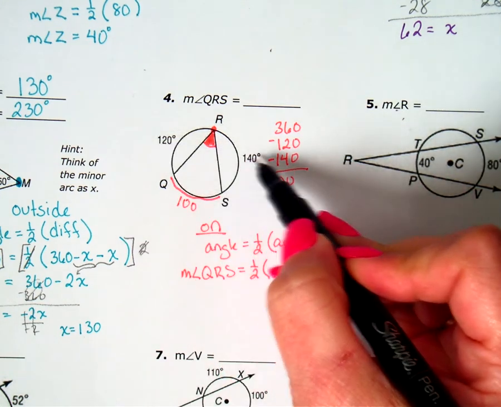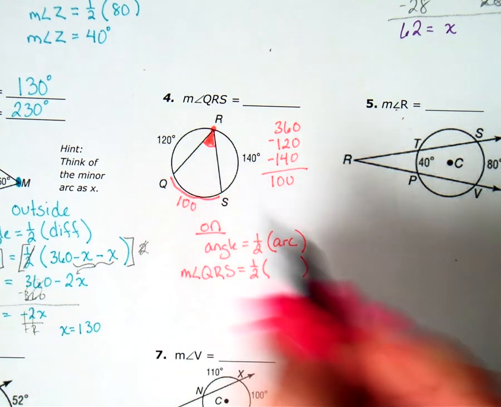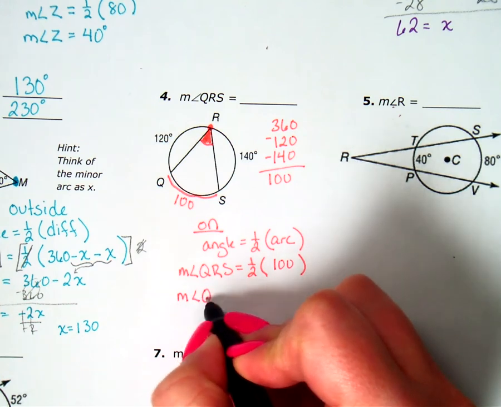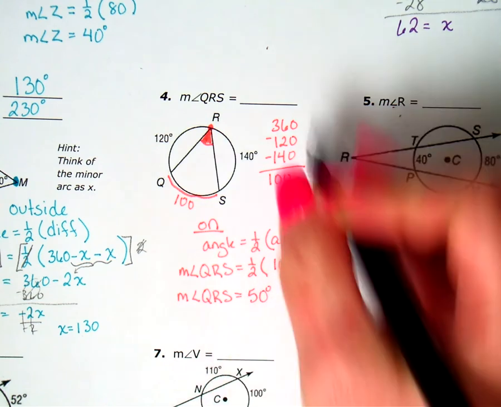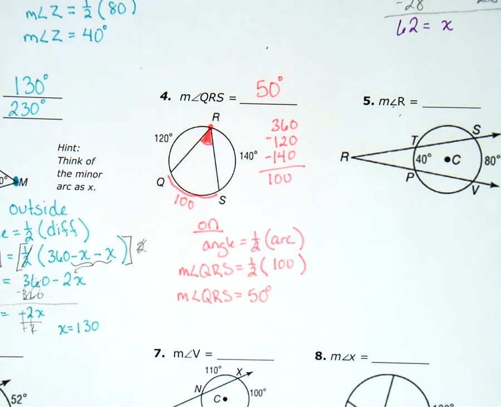So that I get 360 degrees. So my intercepted arc is 100 degrees, which means the measure of angle QRS equals 50 degrees. Okay, let's look at number 5. We'll do number 5 and then we'll save the rest for the next video.